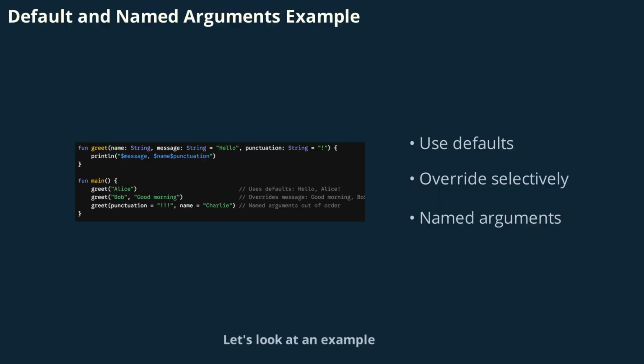Let's look at an example. Suppose you have a greet function with parameters for name, message, and punctuation, each with default values. You can call greet("Alice") to use all defaults or greet("Bob", "Good morning") to override just the message. You can also call greet(punctuation = "!", name = "Charlie") to specify arguments by name and out of order. This flexibility makes your code much clearer.